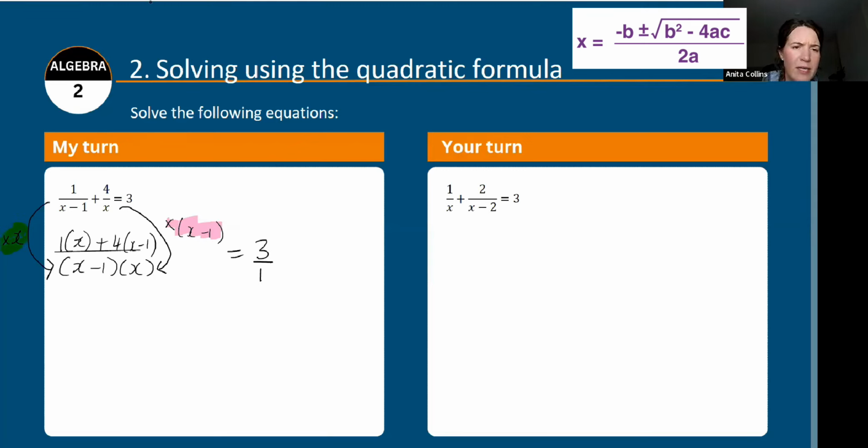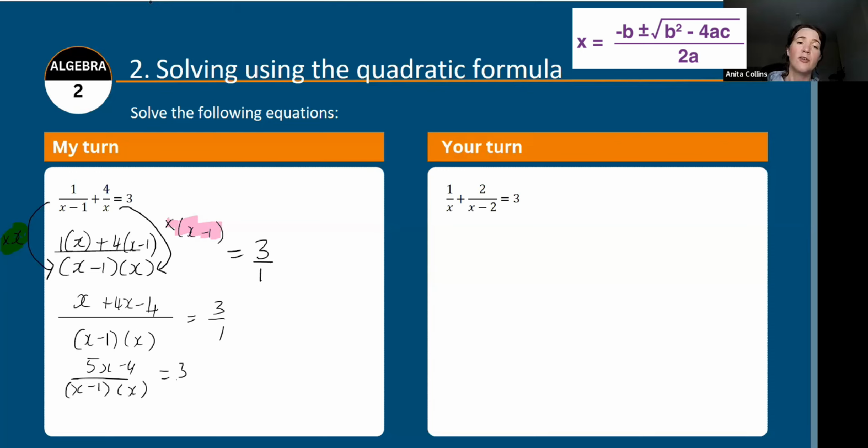Okay, so I'll do a little bit of tidying up here on the numerator. x plus 4x minus 4 all over x minus 1 times x is equal to 3 over 1. So that's 5x minus 4 over x minus 1 times x is equal to 3 over 1. So now we're in the situation where we've got one fraction equals one fraction.